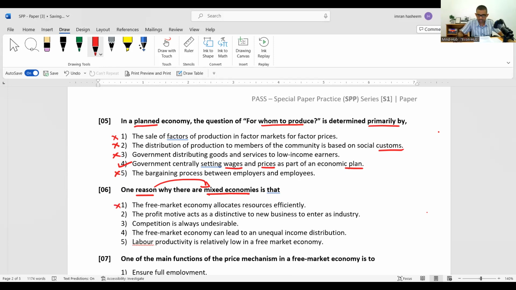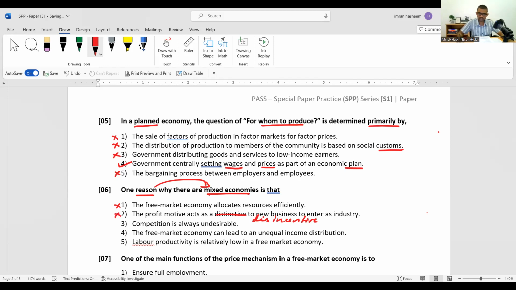The profit motive acts as a disincentive to new businesses. There's a spelling error here. Disincentive, not distinctive. The word should be disincentive to new business. So that is wrong. It doesn't act as a disincentive, it acts as an incentive. So that's wrong. Competition is always undesirable.